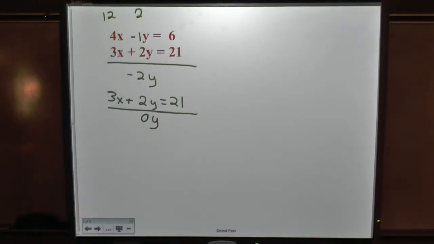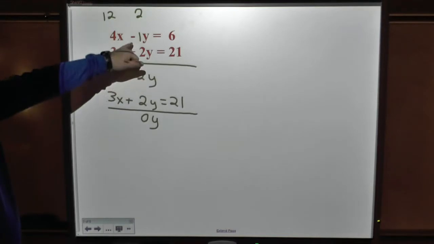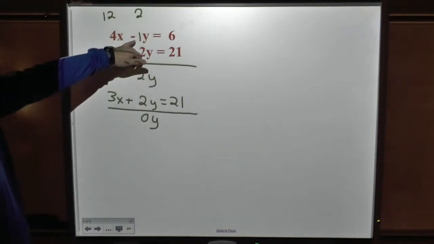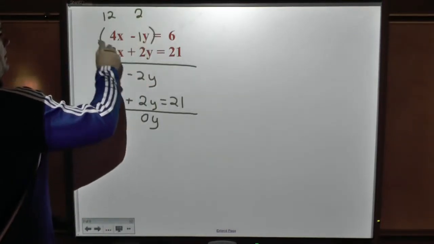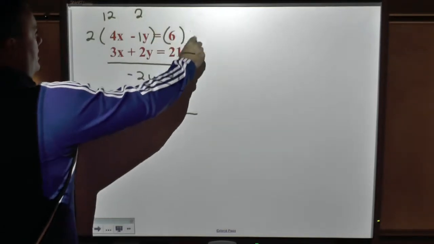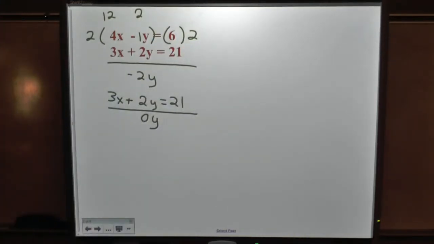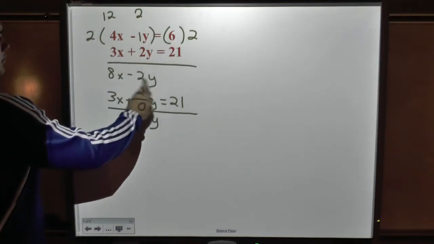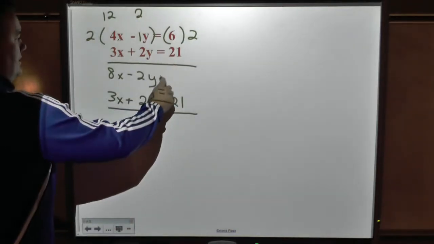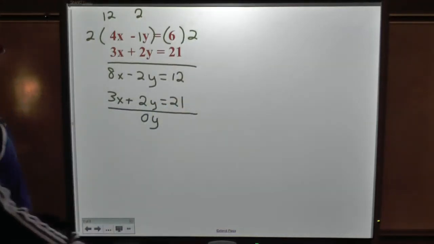So what we do is we're going to manipulate and change the first equation so that this will say a negative 2y. And the way we do that is through multiplication. You can multiply negative 1 times 2 to get negative 2. So if you have to multiply this by 2, that means you have to multiply everything in the equation by 2 to keep it balanced. So watch. 2 times 4x is 8x. 2 times negative 1y will give you the negative 2y that we want. And 6 times 2 is 12.